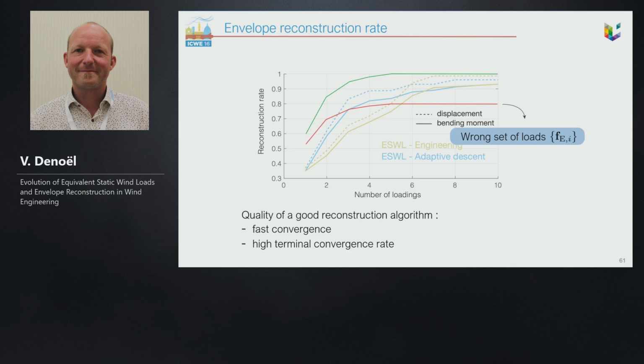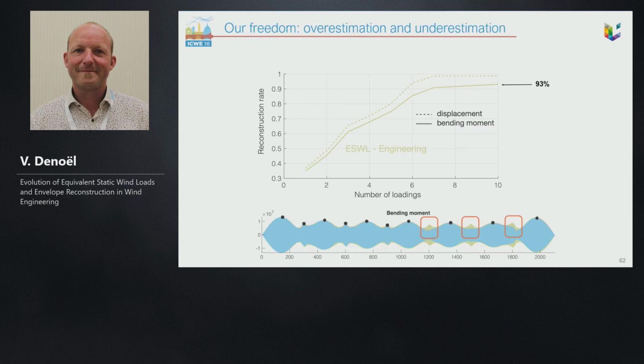So if you increase the set of equivalent forces that you consider, of course you would expect that the whole envelope would be reconstructed. If the convergence value here, the final value, is not equal to 1, or if this is too low, then it means this is a bad sequence. Okay, so I talk again about the freedom, overestimation and underestimation. Let's imagine the design engineer tells you, okay, I want no more than 10 equivalent forces. So you would pick naturally here displacement plus, for instance, bending moment on those supports. So you're left with this, which is unreconstructed.